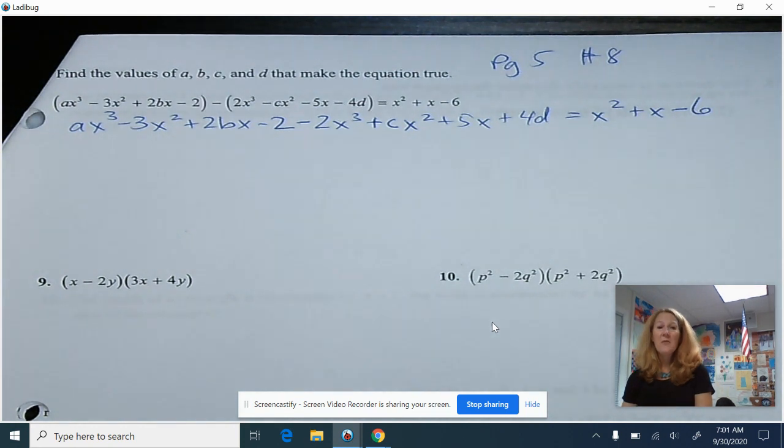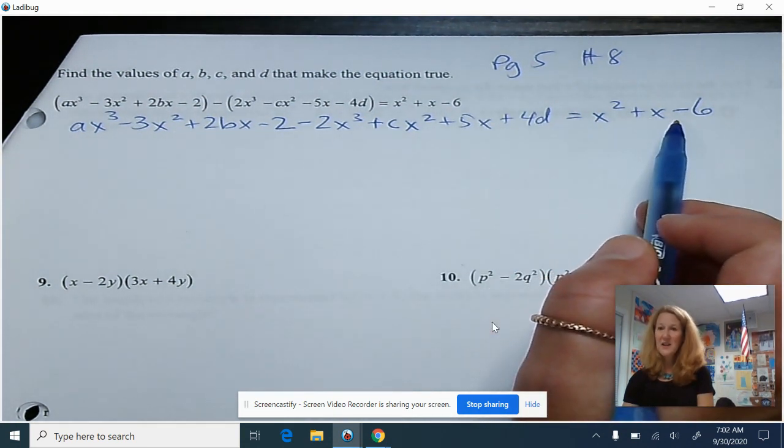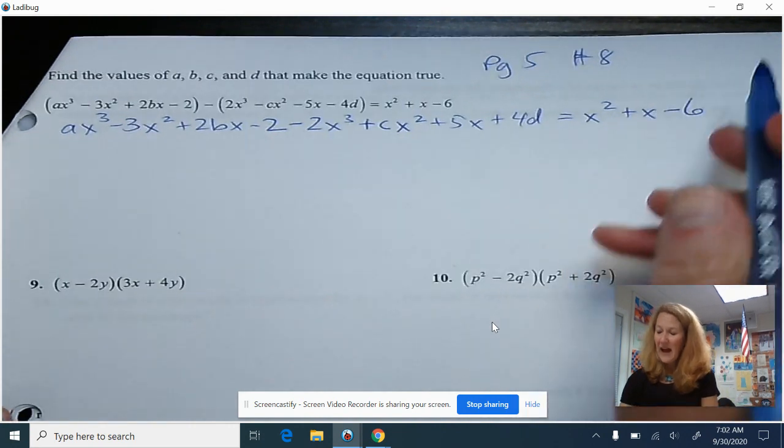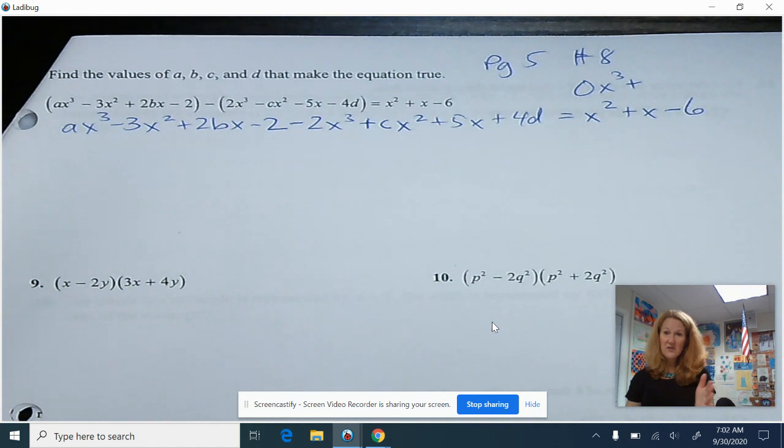All right, now what I'd like to do is match things up by variable. And you'll notice on the right, I have 1x squared plus 1x minus 6. I am missing an x to the third term. So it's really like there's 0 x to the third on the right-hand side.